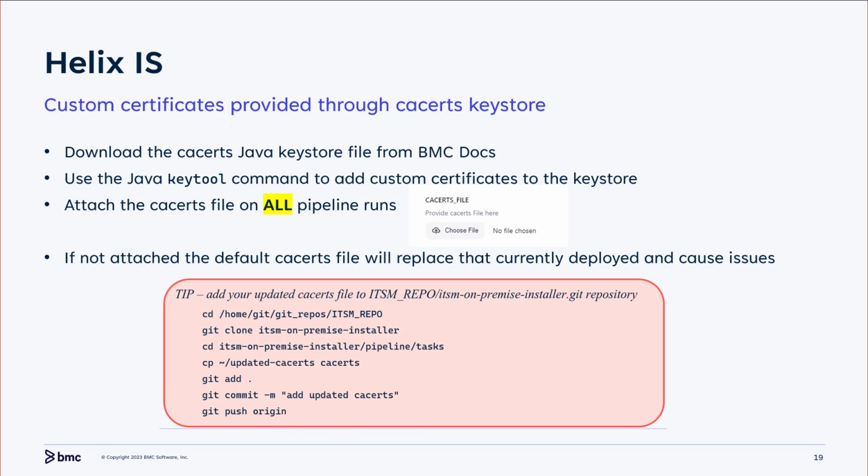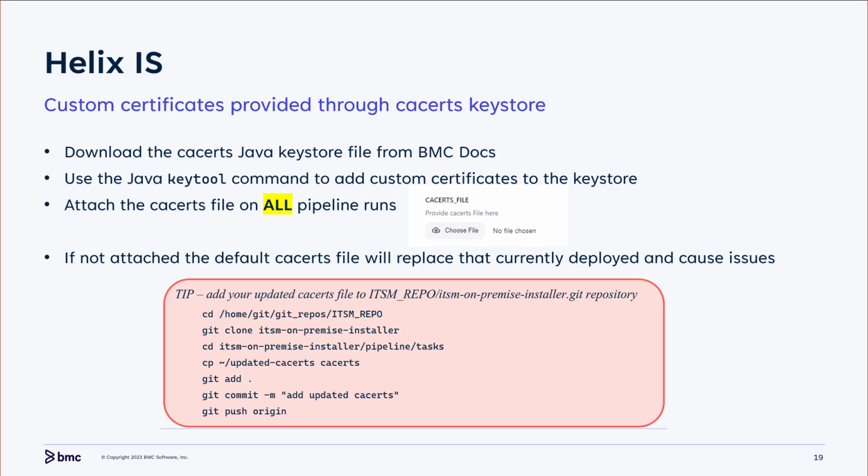So if you've missed one or misconfigured them, it should hopefully catch it at that point. On the Helix IS side, say we use Jenkins, a different process, the GUI-based installer, and this uses a Java key store. So rather than the text file with the certificates that you can just cut and paste into, you need to download a Java CA certs key store file from BMC. You then need to use the Java keytool command to add each of your certificates, the intermediates and the root possibly, into that CA certs file.